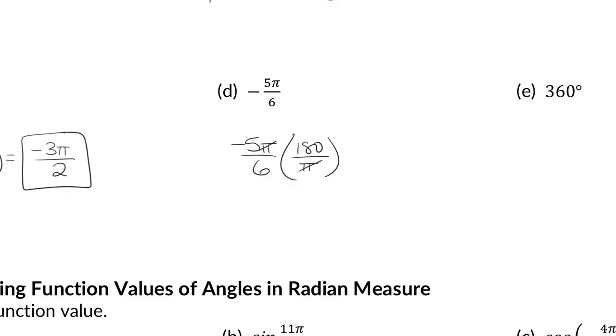What do 180 and 6 have in common? What are they both divisible by? 6. 6 divided by 6 is 1. 180 divided by 6 is 30. It's a lot easier to do negative 5 times 30 than negative 5 times 180. This will give you negative 150 degrees. And if you're using your calculator, you would have done negative 5 times 180 divided by 6. You would have gotten the same answer.